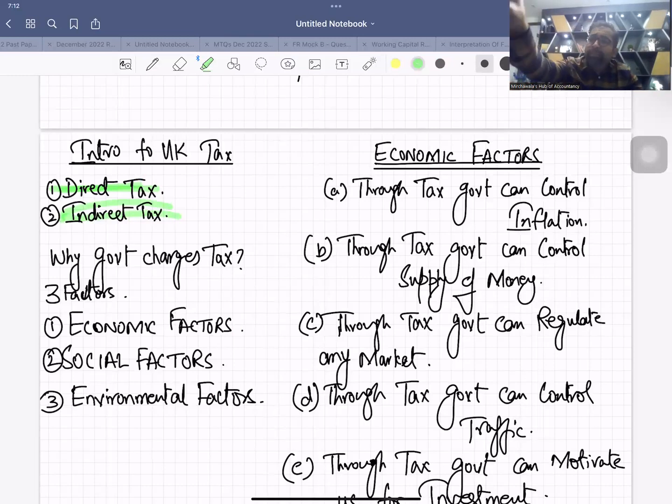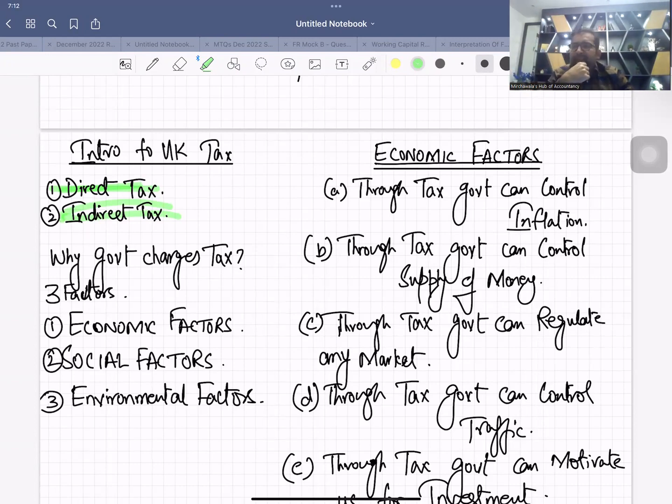If you put your money in a savings account or a fixed deposit account, you will get interest income, and on that interest income you have to pay tax. That is also direct tax. If you invest in the stock market, in shares, you will get dividend, so on dividend income you have to pay tax. This is also direct tax. So whatever tax is applied on income is direct tax.